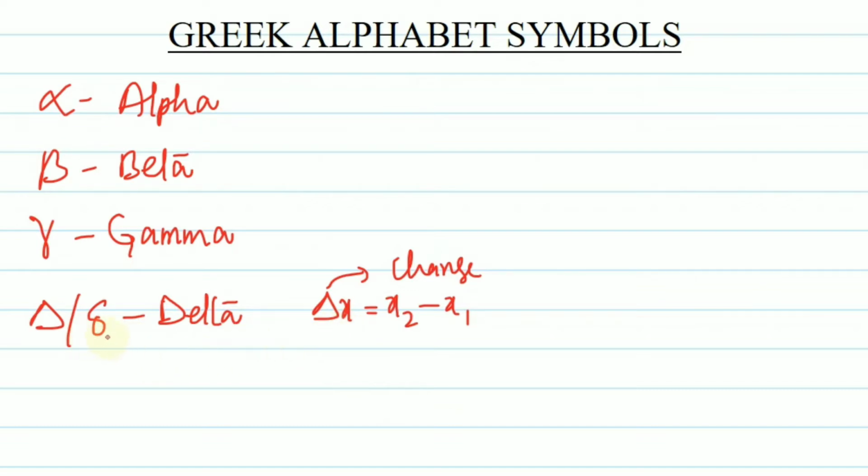And this lowercase delta is used to represent angle of deviation, damping coefficient. Next is epsilon. Epsilon is used to represent strain. That is, epsilon is equals to change in length upon original length. It is also used to represent electric field intensity.